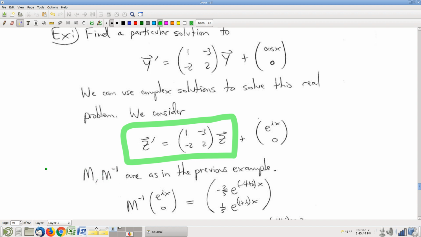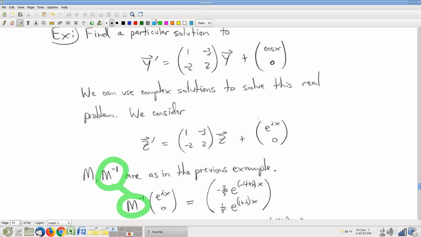Okay, next we've got to multiply M inverse, which is listed on the previous page, by our G. Multiply that out and you get this. All right, notice it's all exponentials. Very nice. Okay, what do we do to M inverse G?